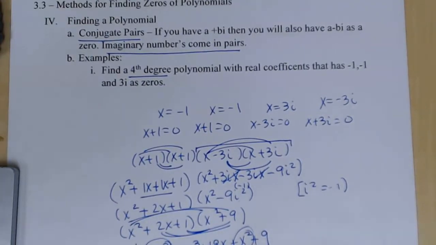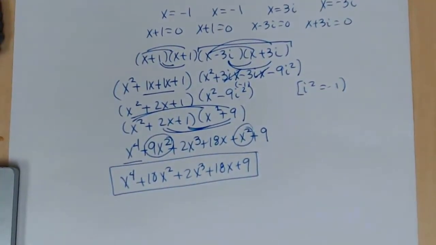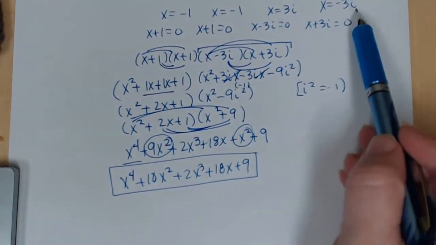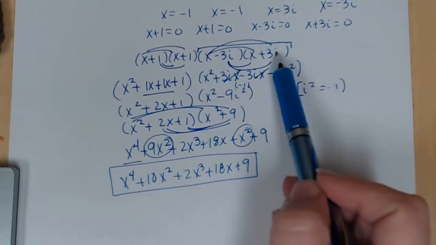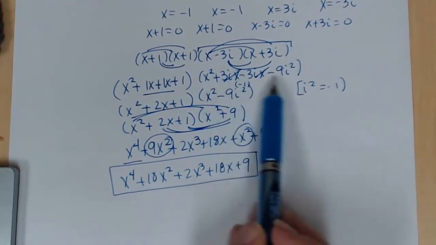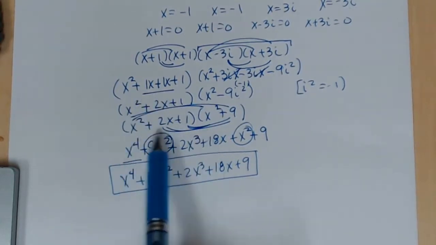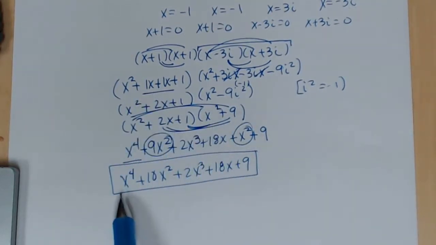So this would be my final answer in solving this problem. And again, we worked from the bottom up. We had our zeros. We set them equal to 0. We wrote them in parentheses. We multiplied the imaginary parts together. We multiplied the real parts together. And then we distributed those two pieces together. So now I have that 4th degree polynomial that has the zeros that we were given in the problem.